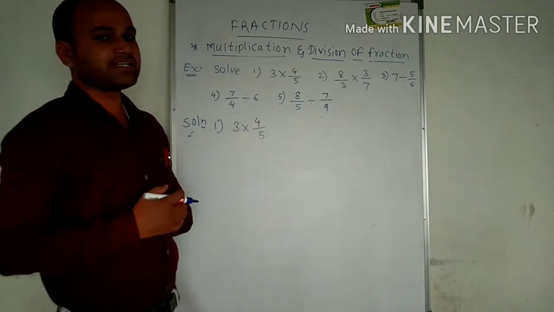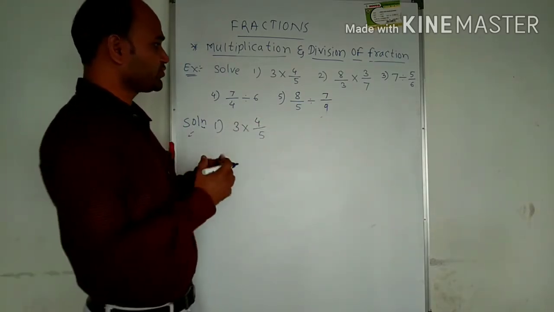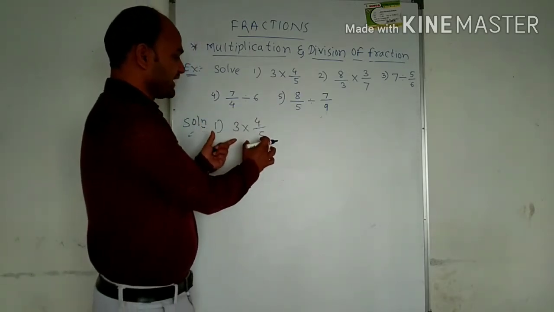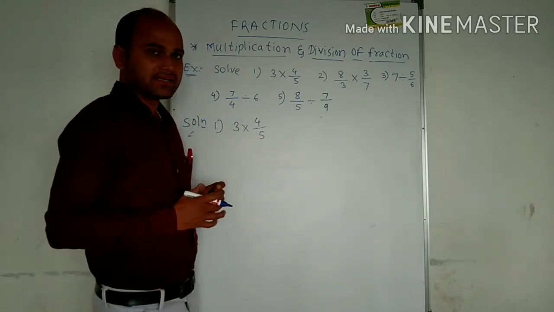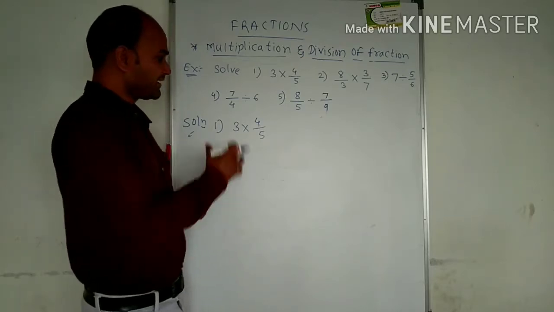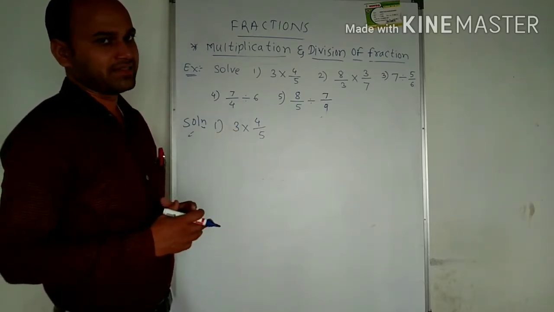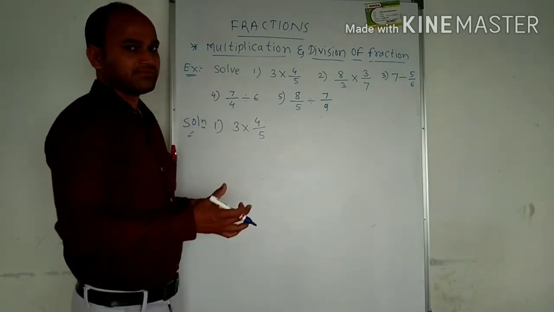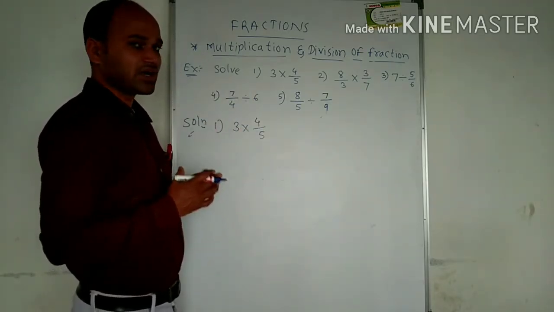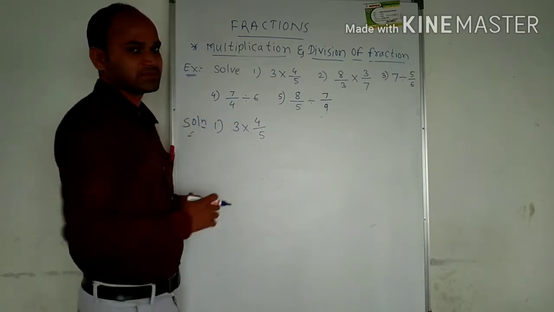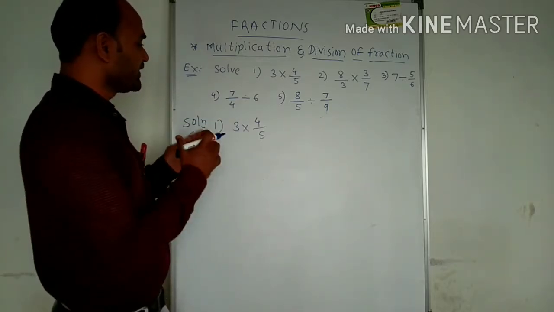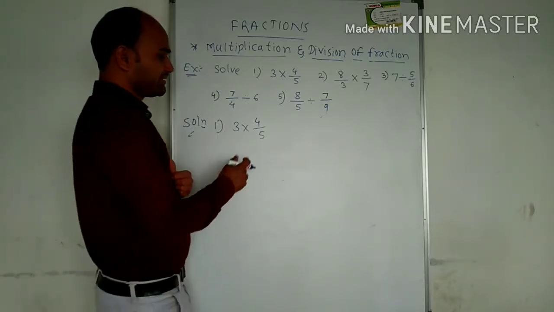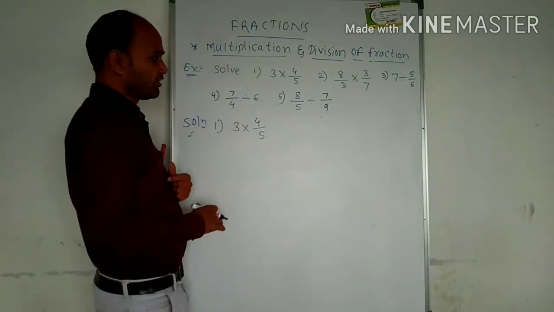So how to multiply this? You know that in addition and subtraction we have seen that firstly you make the denominators equal or same with the help of LCM, and then you can simplify. Now here, there is no need to make the denominators the same. Directly we can multiply the numerators and the denominators.